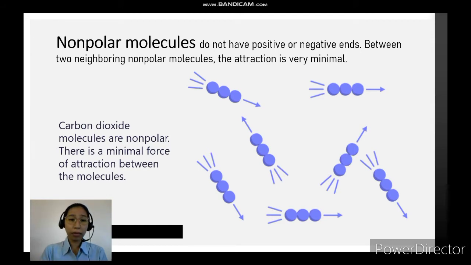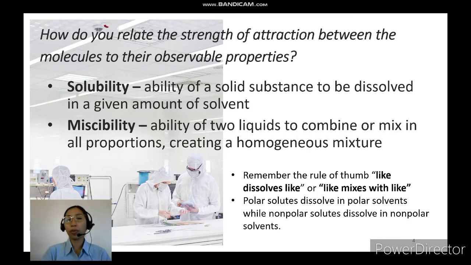These are what we call properties. How do you relate the strength of attraction between the molecules to their observable properties? So I will now present the different types of properties. First, we have solubility.